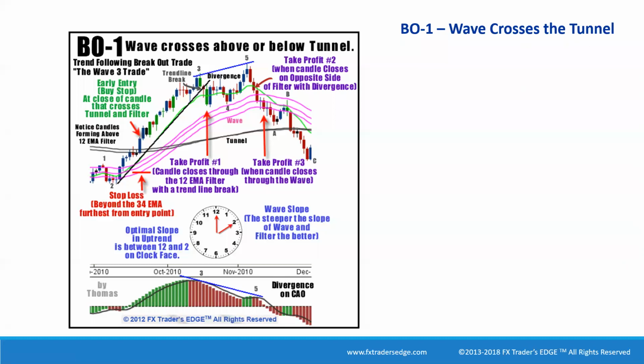One way to take profit is when the candle closes through the 12 EMA filter with the trend line break. Here's your trend line, and here's your EMA filter. Your second would be when the candle closes on the opposite side of the filter with divergence. Here we have divergence, and you want to get out after you see divergence. The third would be when the candle closes through the wave. So this is one trade management approach. And on Thursday, we'll discuss the 3 profiteers and other trade management approaches.